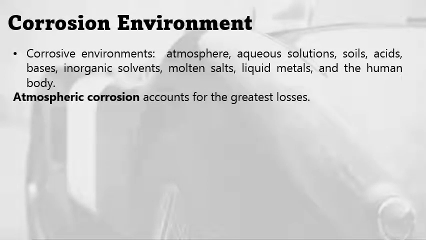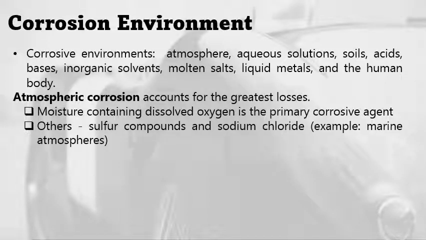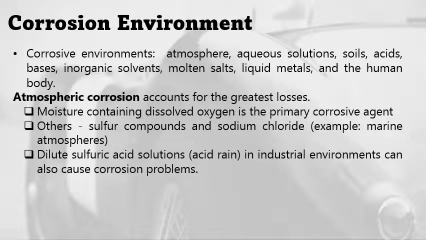On a tonnage basis, atmospheric corrosion accounts for the greatest losses. Moisture containing dissolved oxygen is the primary corrosive agent, but other substances including sulfur compounds and sodium chloride may also contribute. This is especially true in marine environments, where atmospheres are highly corrosive because of the presence of sodium chloride or salt. Dilute sulfuric acid solutions or acid rain in industrial environments can also cause corrosion problems.